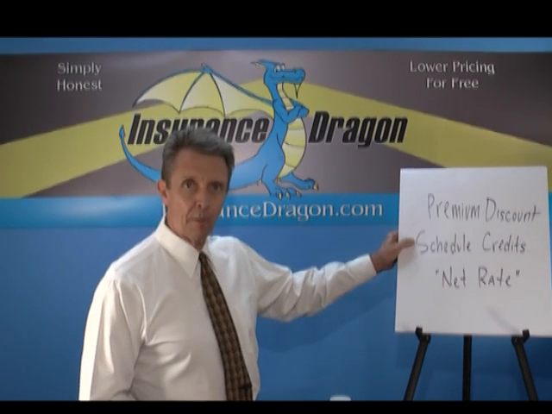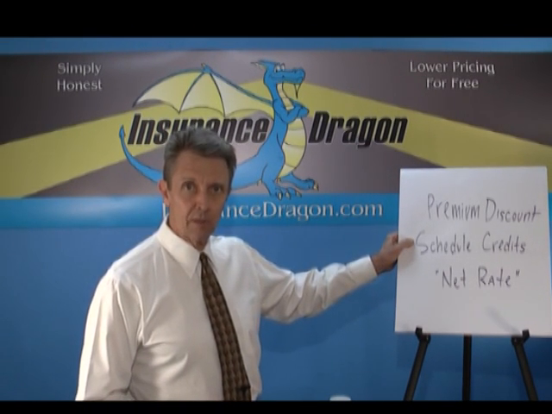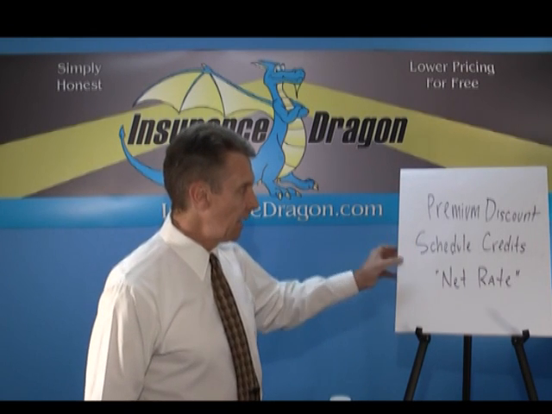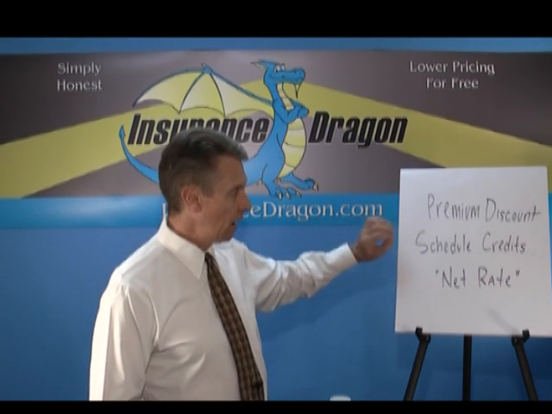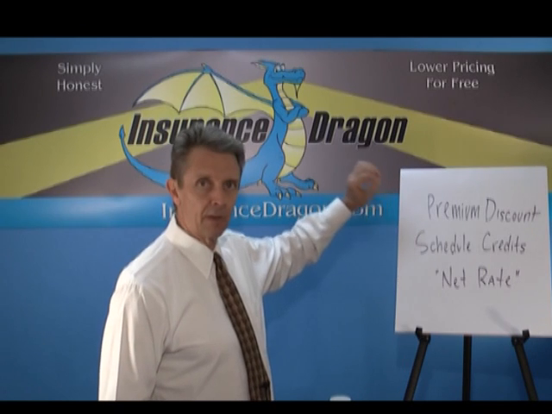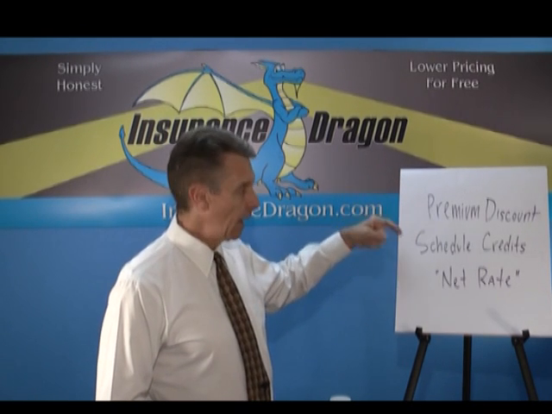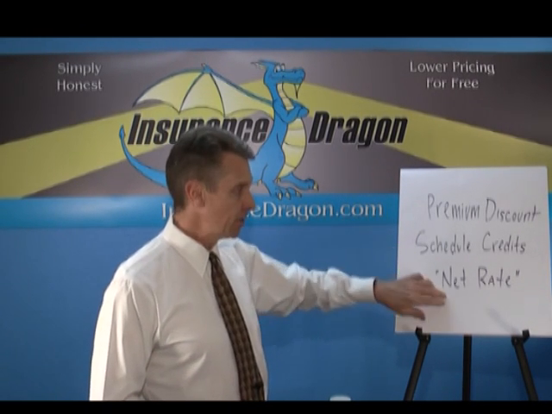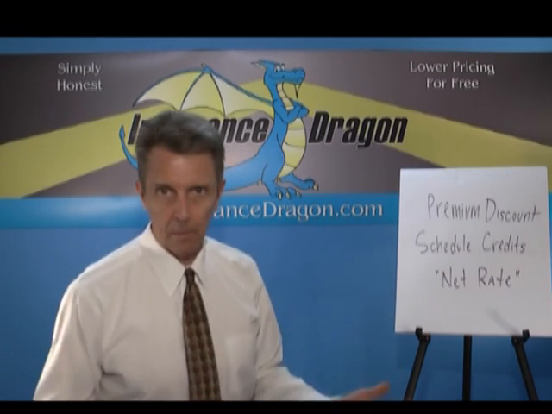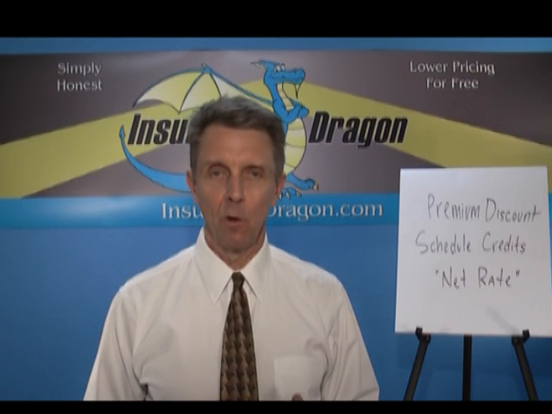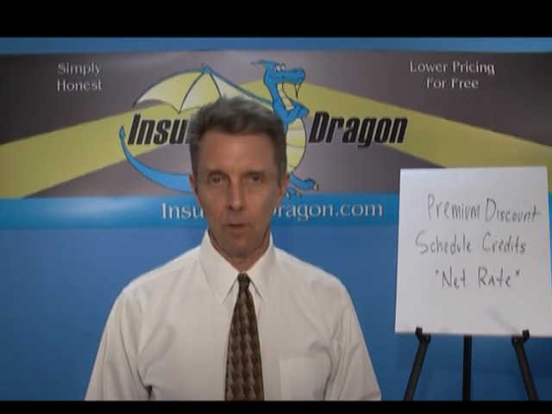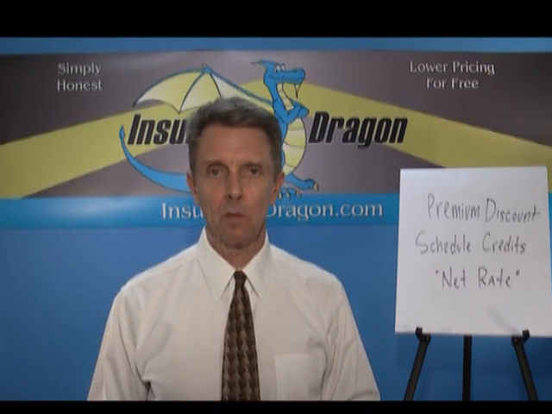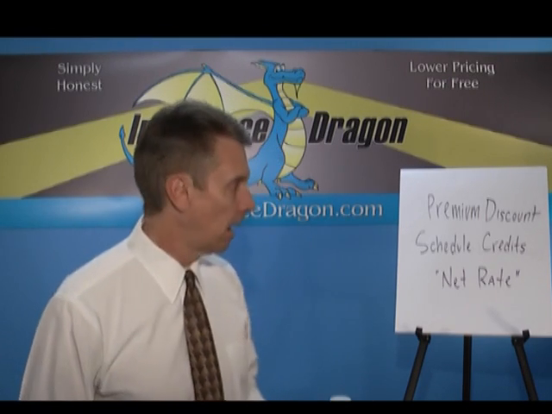This is where the rubber meets the road. We'll talk more about scheduled credits in the next section. But now, after you apply the scheduled credits and the premium discount times the manual rate, and apply that times the experience modification, you end up with a net rate, which is what matters, of course. That's the rate per class code that you multiply times the payroll in that class code to determine what the final premium is for your account. So that's how it works.